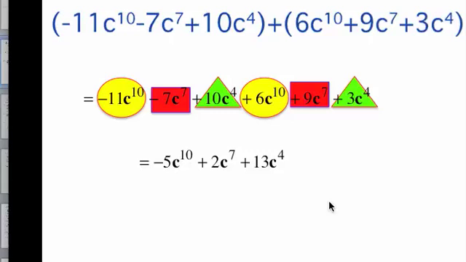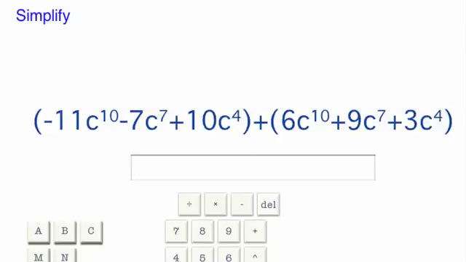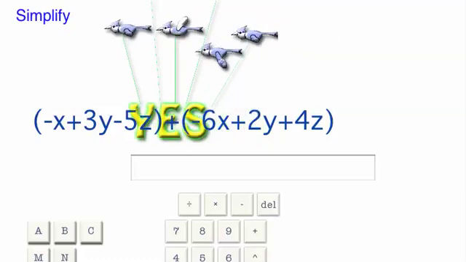So let's just put that into our program and see if it likes it. So negative 5c to the power of 10 and plus 2c to the power of 7 plus 13c to the power of 4. Okay, and there we go. Yay! All right, let's just try this one.